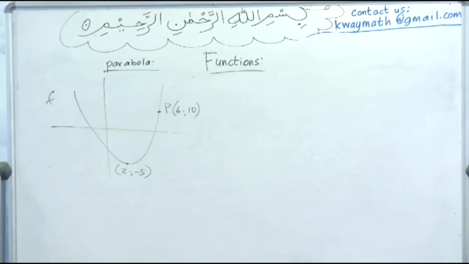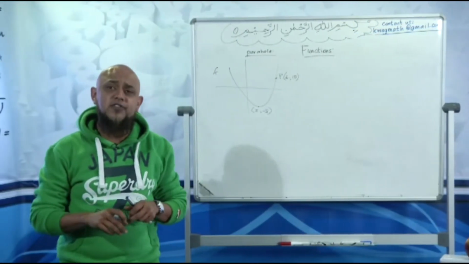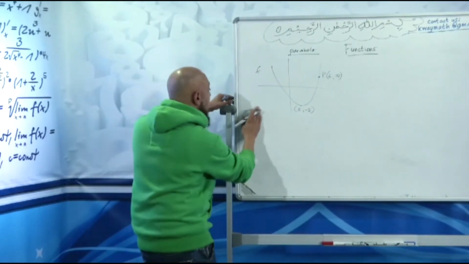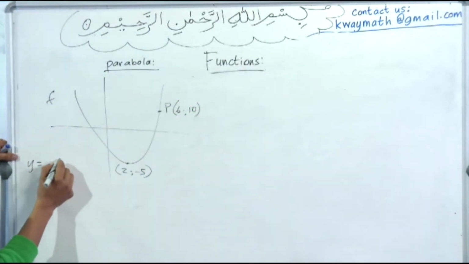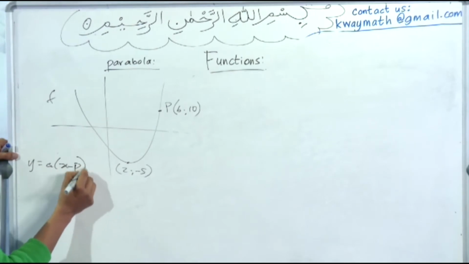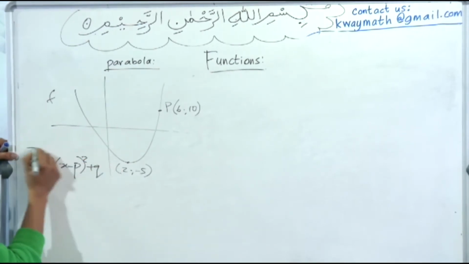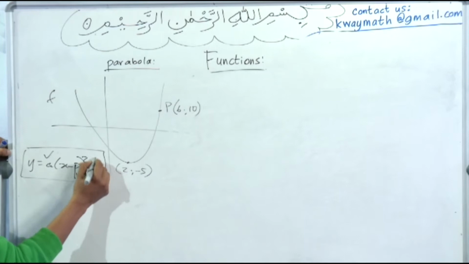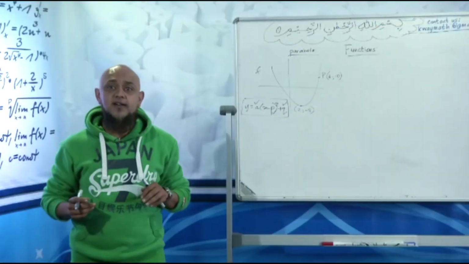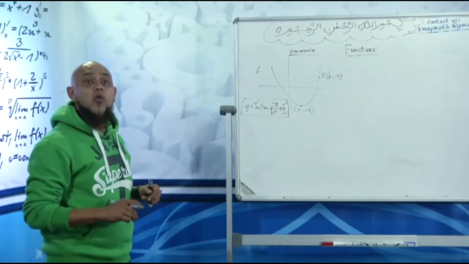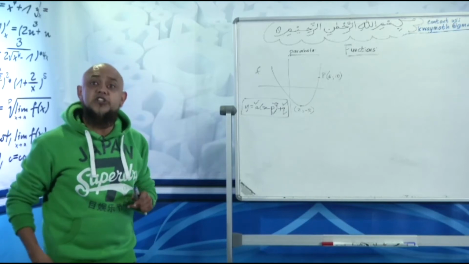I tell you now to determine the equation of the graph. Or I can tell you that the graph is given by y equals a into x minus p all squared plus q. Find a, find p, find q. 6 marks. Now, where do we begin? What do we ask ourselves? What questions do we ask ourselves?